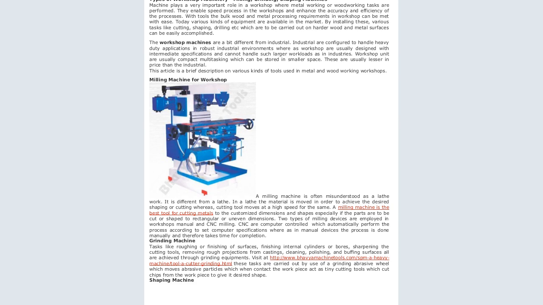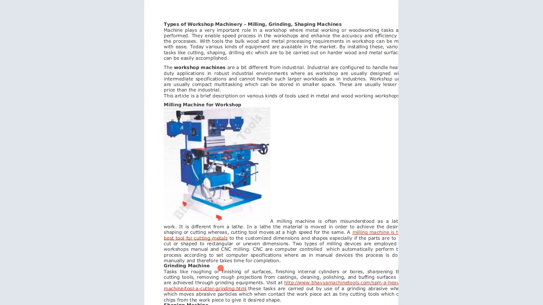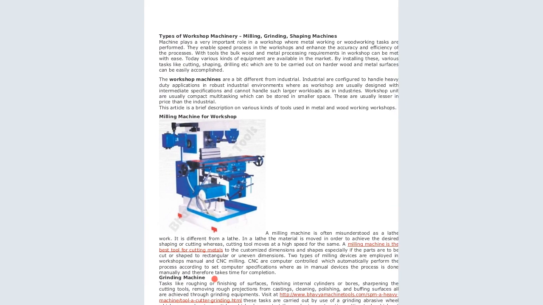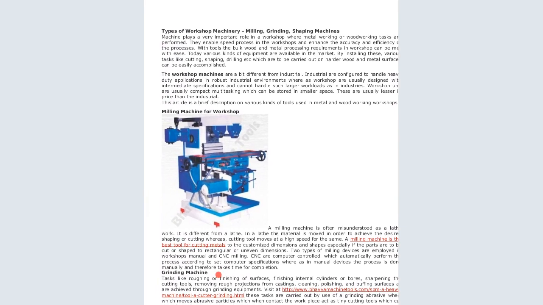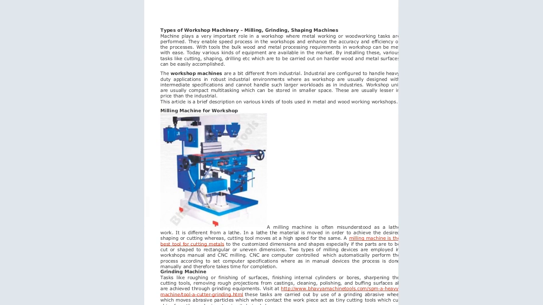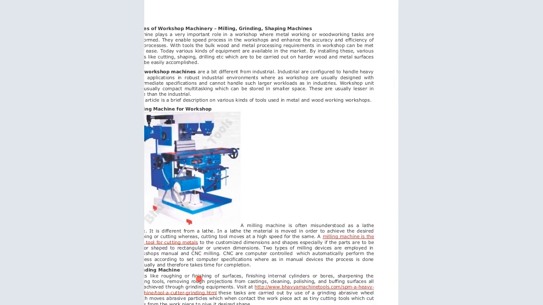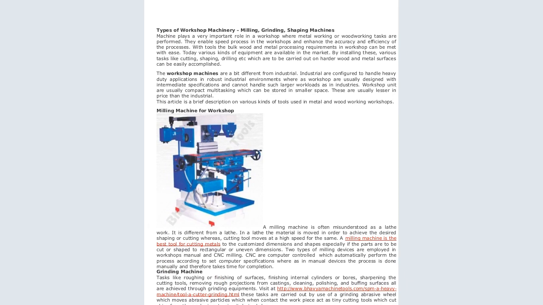One of the machines is the milling machine for the workshop. You can see it in the picture. A milling machine is often misunderstood as lathe work, but it's different from the lathe. In the lathe, the material is moved in order to achieve the desired shape or cutting, whereas in milling the cutting tools move at a high speed for the same. The milling machine is the best tool for cutting metals to the customer's dimensions and shapes, especially if the parts are to be cut or shaped to regular or uneven dimensions.